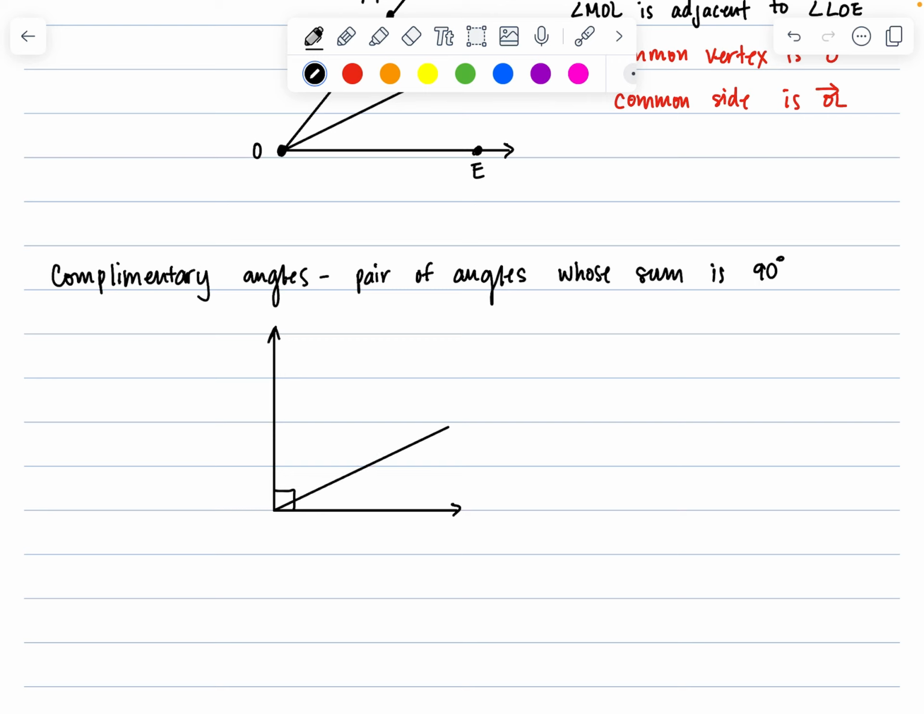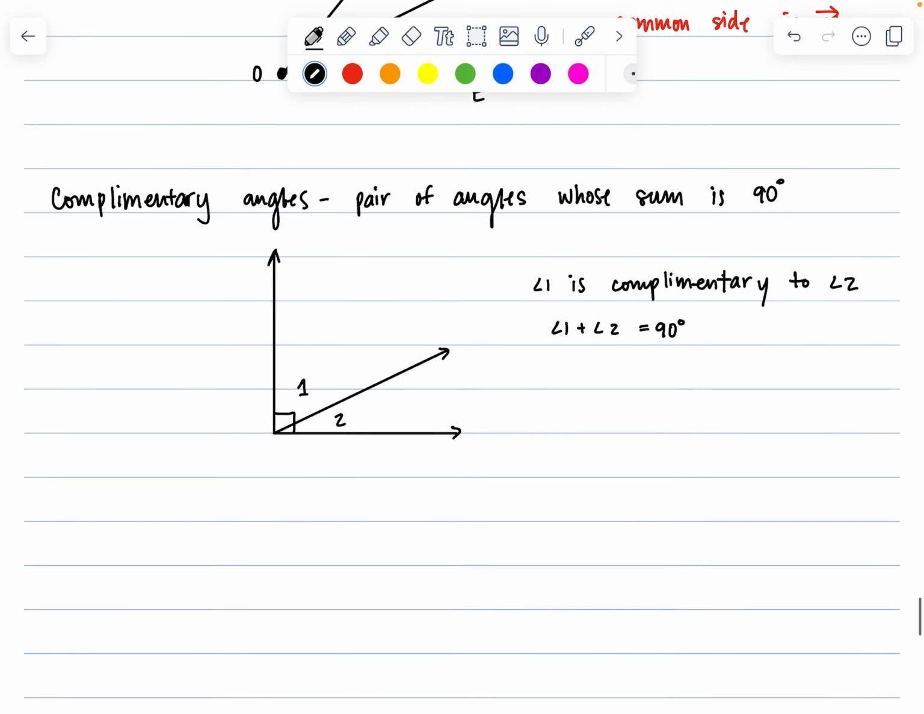Then we're going to draw a ray from the vertex to split that right angle. I'm going to call these angle 1 and angle 2, because remember we can name angles by numbers, as long as it doesn't have degrees there. Angle 1 is complementary to angle 2 because together, angle 1 plus angle 2 equal 90 degrees. They don't have to be adjacent to each other.